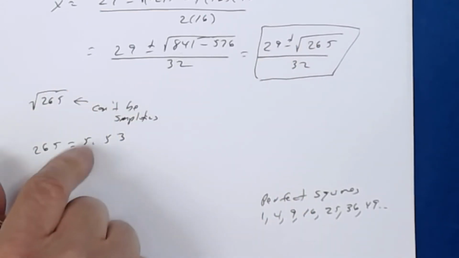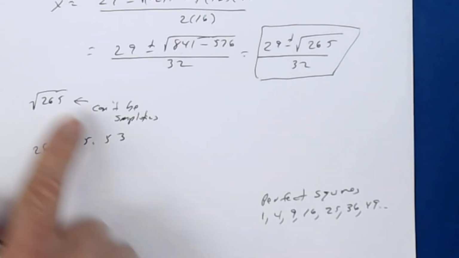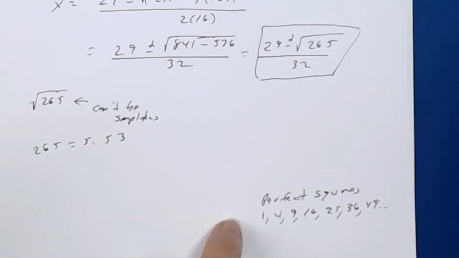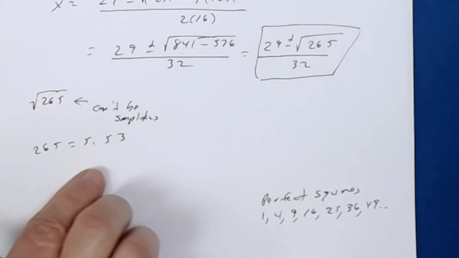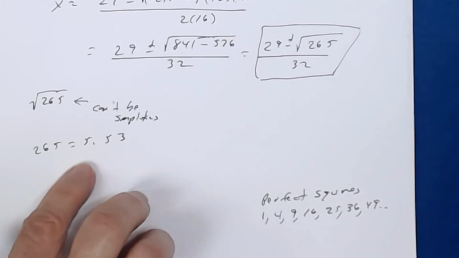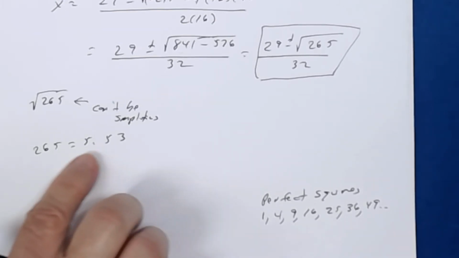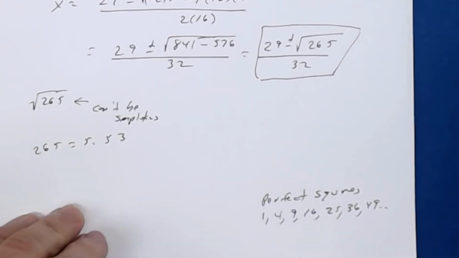Here, it's not. So what I had to do is figure out if any of these perfect squares besides one would go into 265. And what I did was I noticed that that's a 5. So I remember that 265 is 5 times 53. Those are both primes. I can't do anything else to this because none of these perfect squares other than one will go into any of these. So this cannot be simplified.